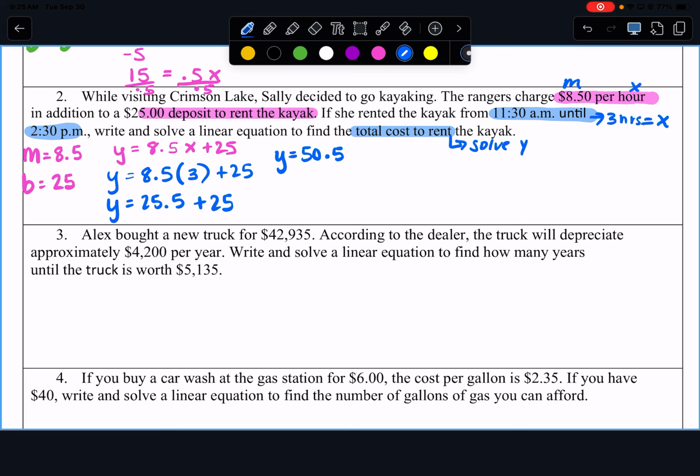So y equals 50.5. Now, it's talking about total cost. How do I need to write the answer to that? With a dollar sign. So it'll be $50.50 to rent the kayak. For how many hours? 3 hours. We have to write it like that.